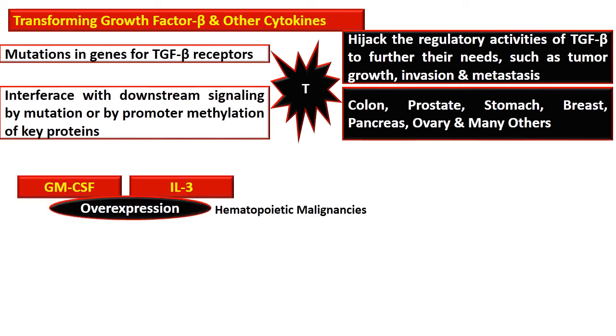The granulocyte macrophage colony stimulating factor and interleukin 3 are other cytokines, and these produce their effect simply by overexpression, and they are commonly seen in hematopoietic malignancies.